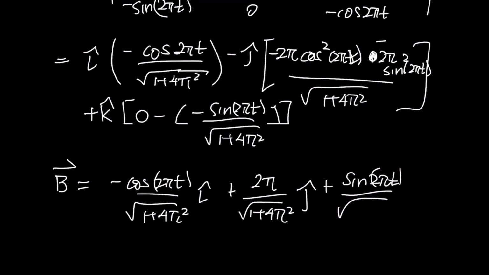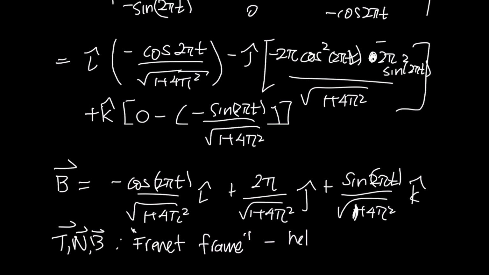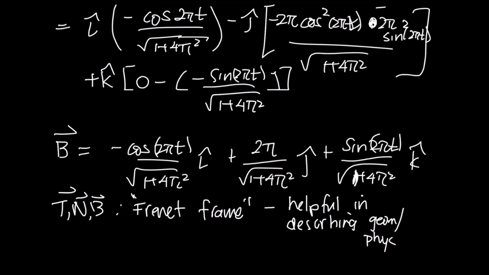Now, don't memorize these formulas. What's important is that you're able to calculate them. These three vectors, T, N and B, are called a Frenet frame, and you can think of it as a moving coordinate system. They will be helpful in describing geometric and also physical properties of curves and paths.